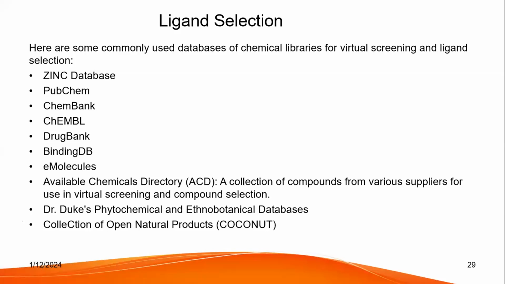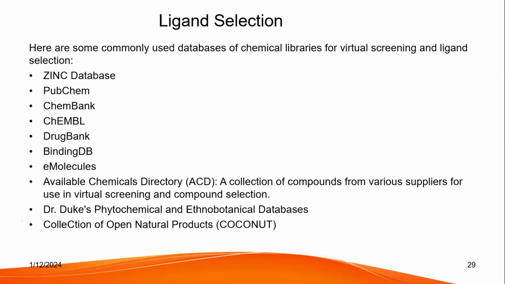The last time, I demonstrated how to use COCONUT, which is a collection of open natural products. I will advise you to go and explore COCONUT. You will find a lot of ligands there that you can use for your research. You can also explore Dr. Duke's phytochemical and ethnobotanical databases. That can also help you to get ligands for docking.